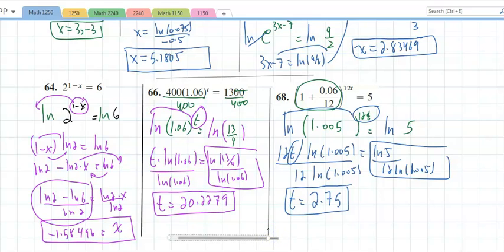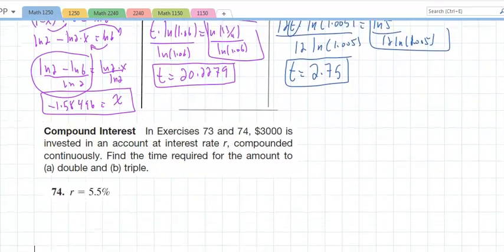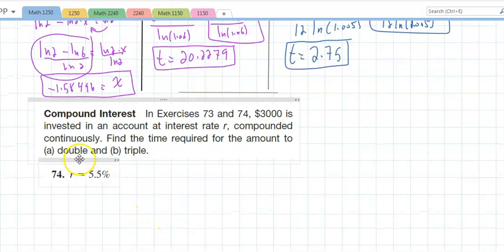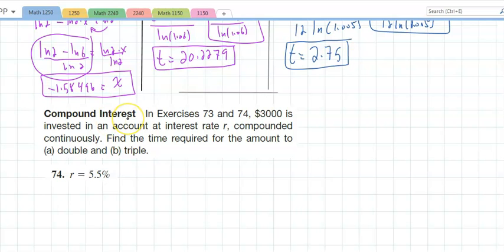And there it is. Now, let's look at a couple of applications. And now we're going to solve problems identical to 4.2 but backwards. Here it says compounded interest, 73.74. $3,000 is invested. That's A. I'm sorry, that's P. I gotta really get those down.